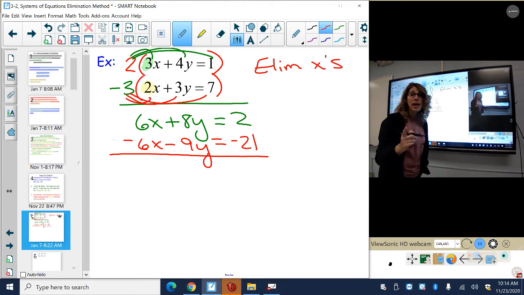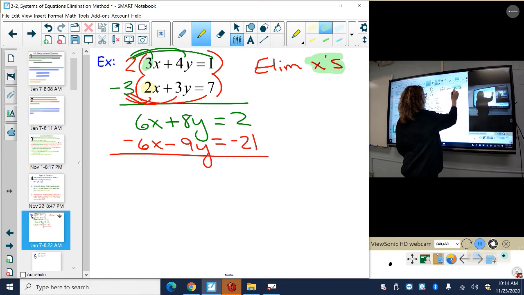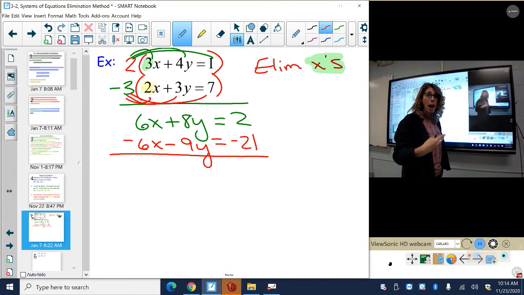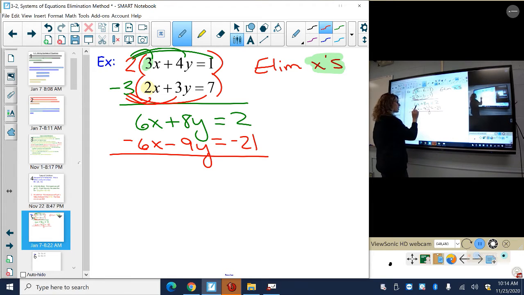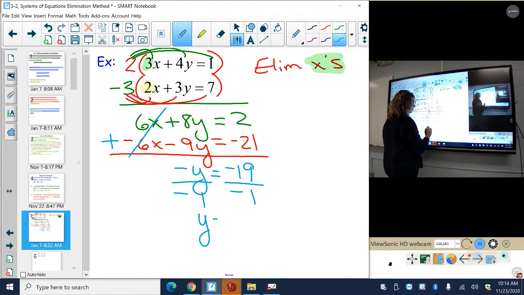Now, you need to ask yourself, are my x's, because that's what we said we were eliminating, the same number with opposite signs? I have a 6x and a -6x. The answer to that is yes. So all we're going to do is simply add straight down. Those cancel out. 8y minus 9y is -y is equal to -19. Solve for y by dividing by -1, and you get y is equal to 19.